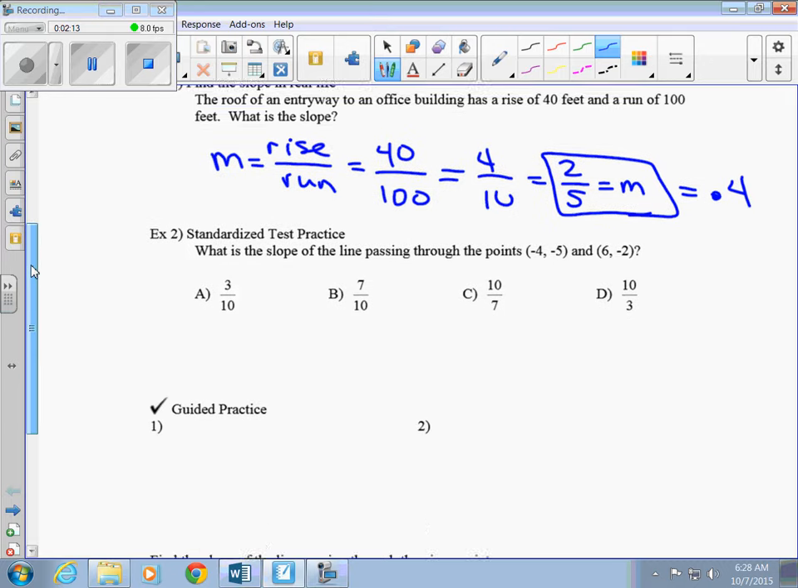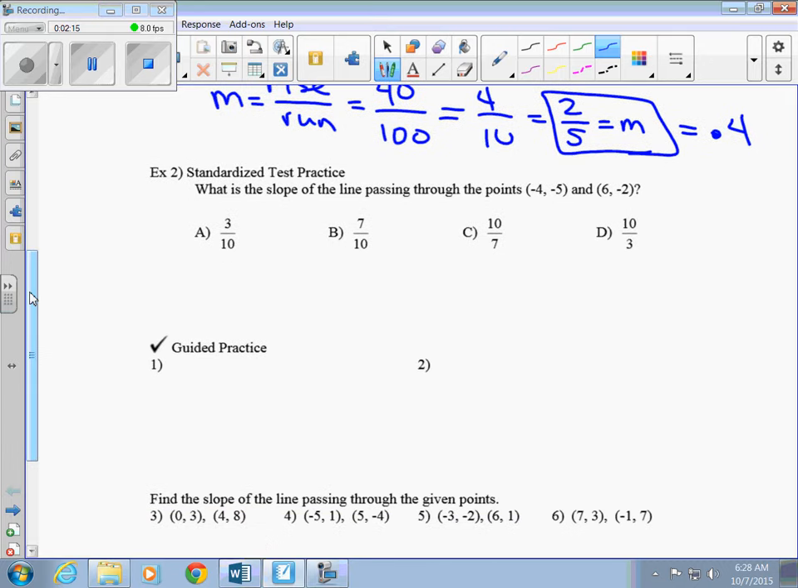Then if we go to example 2 is a standardized test practice. It says, what is the slope of the line passing through the points (-4, -5) and (6, -2)? Well, remember, we said that m equals y sub 2 minus y sub 1 over x sub 2 minus x sub 1. So we have to decide which one we want to call point 1 and which one we want to call point 2. And so we'll just go in order here. And it doesn't matter. You can do it either way. So you can call the first one point 1, or the second one point 1. You're going to get the same answer either way.